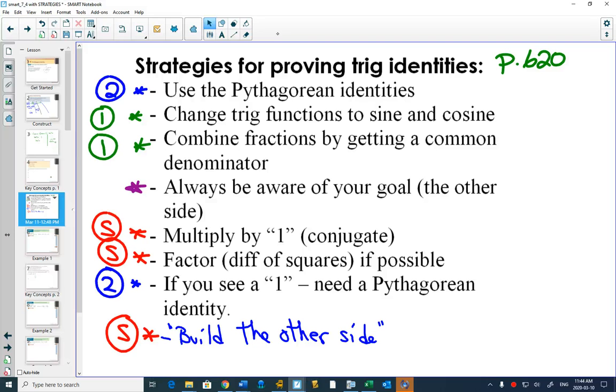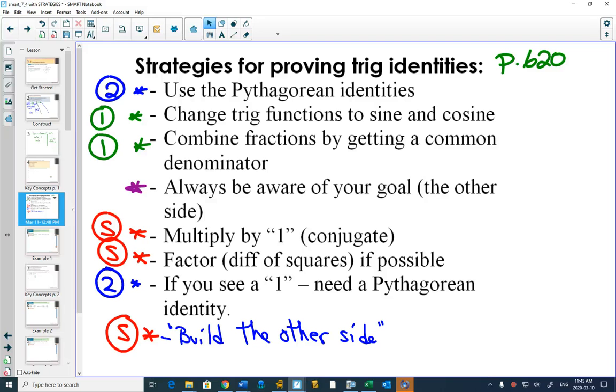Now, I haven't explained them yet. One of them is self-explanatory. You know how to factor. Sometimes factoring is going to help you. So if you get stuck, you should say, is there anything that I can factor? Because maybe that will help me. But the other one, build the other side and multiply by 1, we haven't seen yet, and we'll see it probably tomorrow before your test, because we have our test third period.